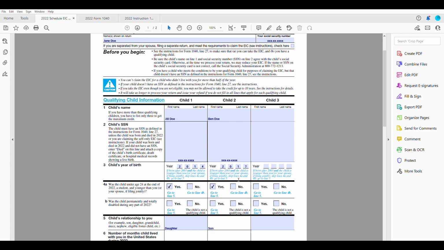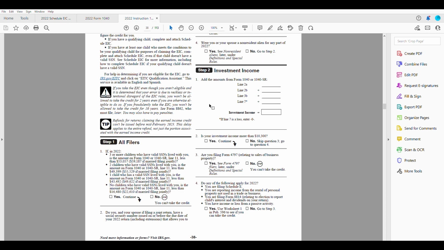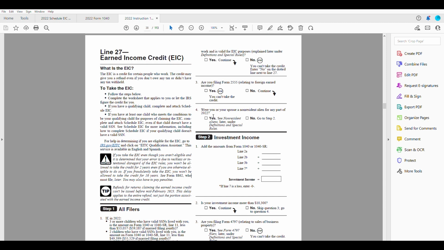Now that we have the information for the qualifying children, I'm going to go to the Form 1040 instructions where we'll actually calculate your earned income tax credit. So let's take a look at that. Here we are. We're at the Form 1040 instructions, page 38 for the 2022 tax year. And this is where we'll calculate our earned income tax credit.